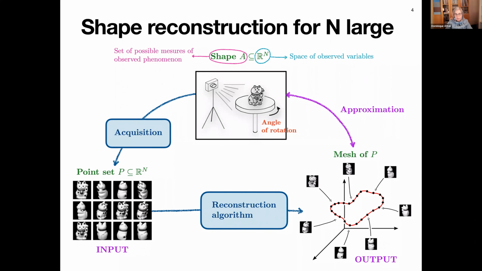In that case, the point set typically lives in a very high dimensional space, but the points are assumed to lie close to a manifold. This is the manifold assumption. For instance, this is illustrated here. For the point set, we have a collection of images. Each image here can be interpreted as a point in a space whose dimension is the number of pixels.